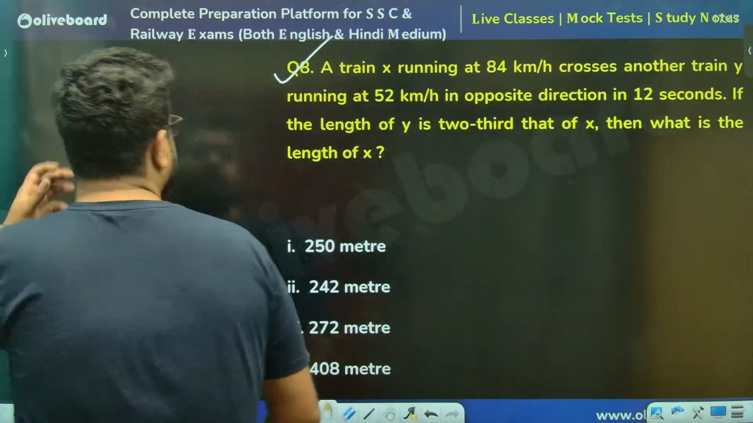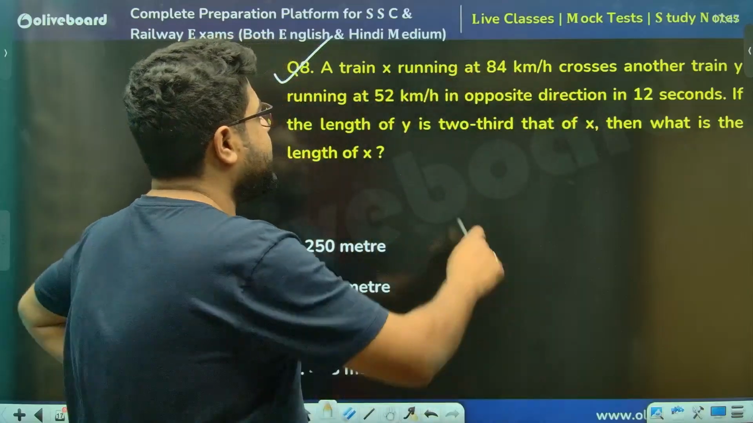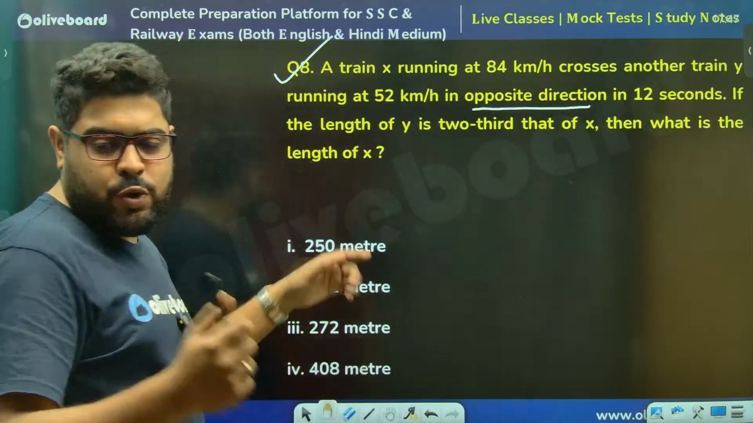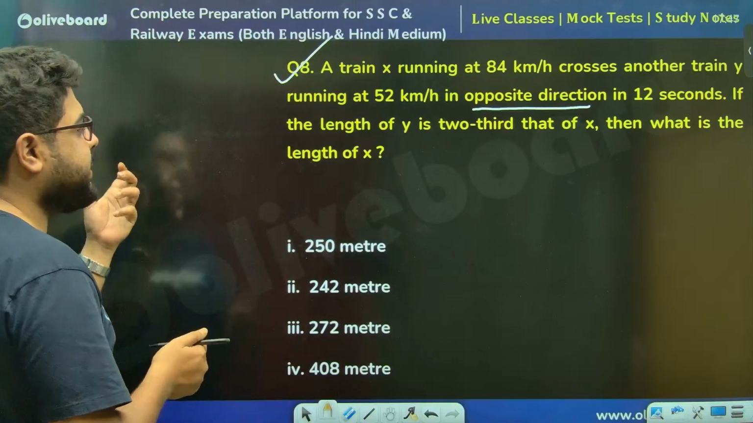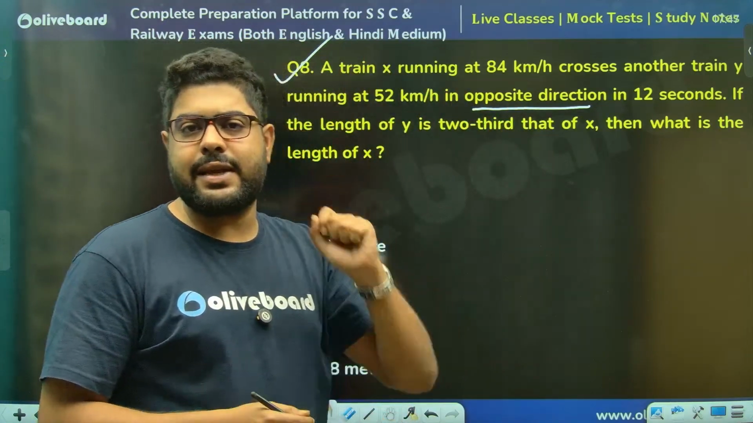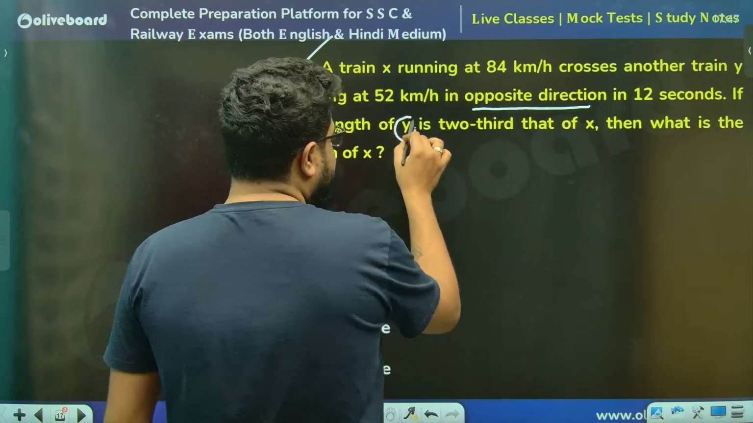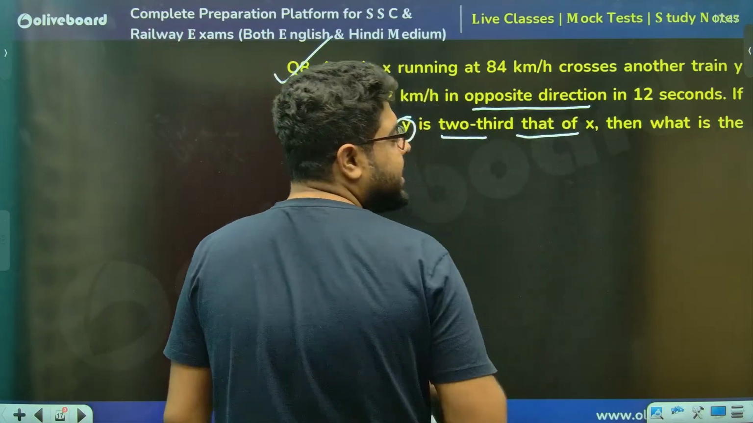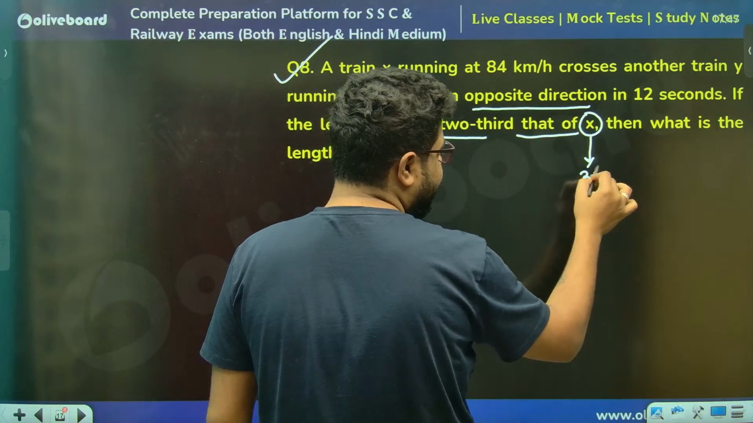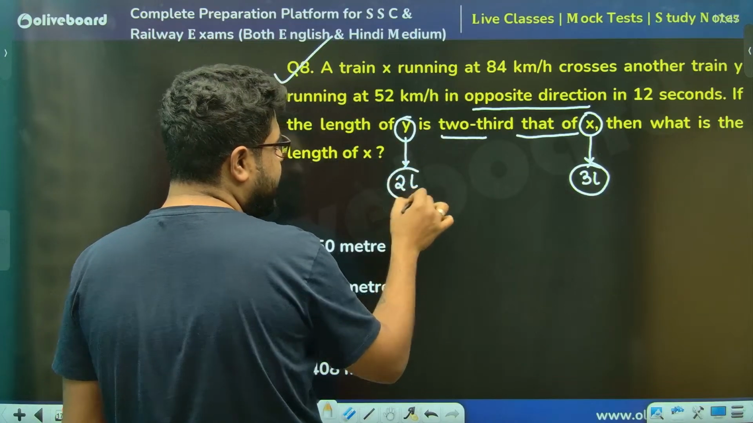A train X running at this speed crosses another train running at this speed in opposite direction in this much seconds. So two trains crossing, meaning relative speed, and the distance will be the sum of their lengths. If the length of Y is 2/3 of that of X, let's take the length of the train X as 3L. Why have I taken 3L? Because Y will be 2/3 of this, meaning 2L.